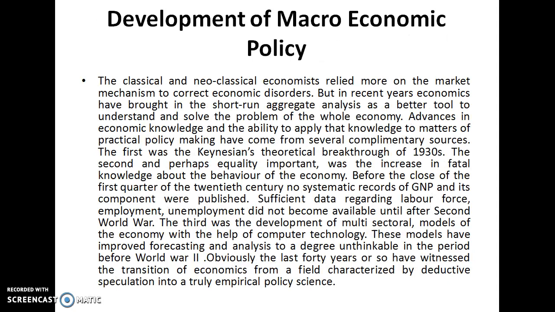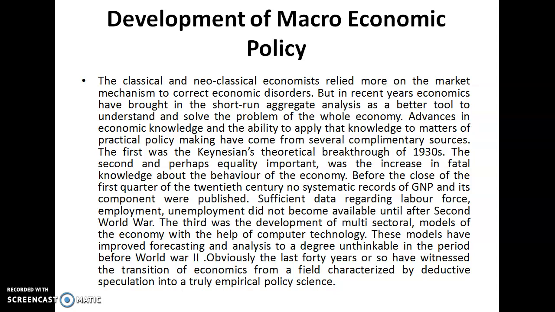Let us discuss the development of macroeconomic policy. The classical and neoclassical economists relied more on the market mechanism to correct economic disorders. But in recent years, economics has brought in short-term aggregate analysis as a better tool to understand and solve the problems of the whole economy.